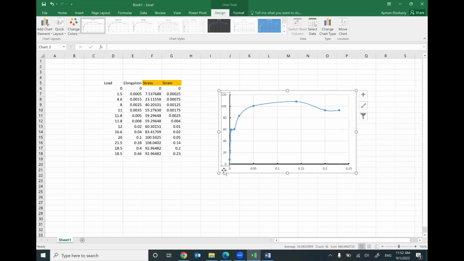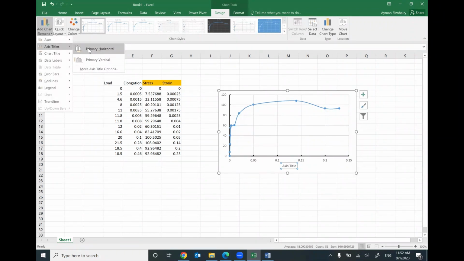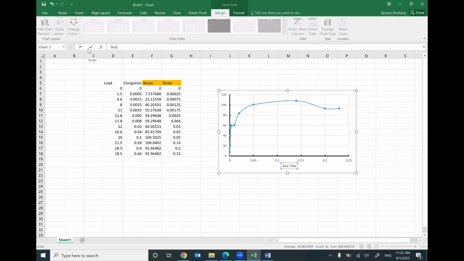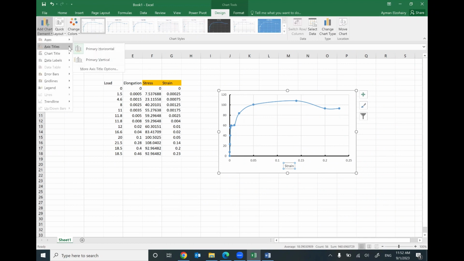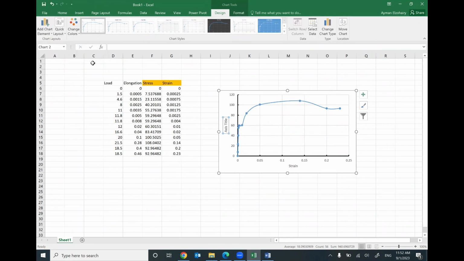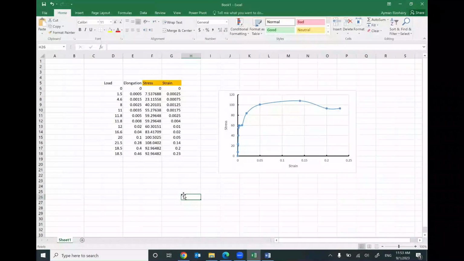If you would like, you can select your chart, and here at chart elements, you can add axis titles, primary horizontal, and you can say strain. So you can write a title for the horizontal. If you go back here and select axis titles, primary vertical, you can write stress. So you can write the title for the horizontal and the vertical one, and so on. Does that make sense?